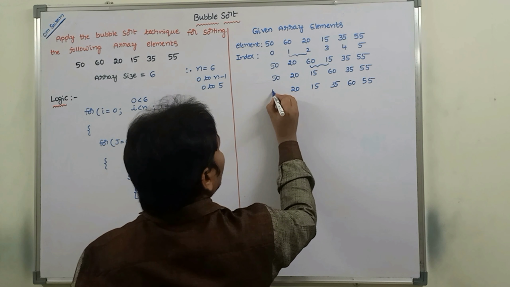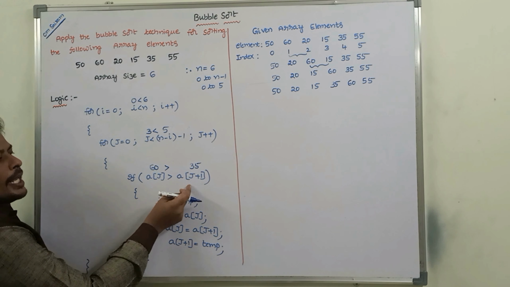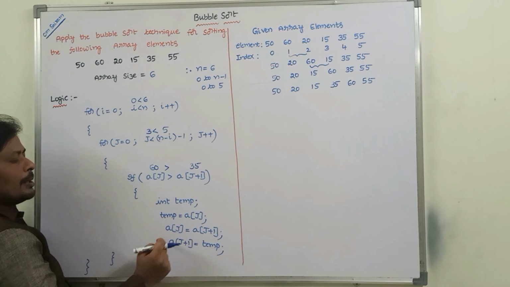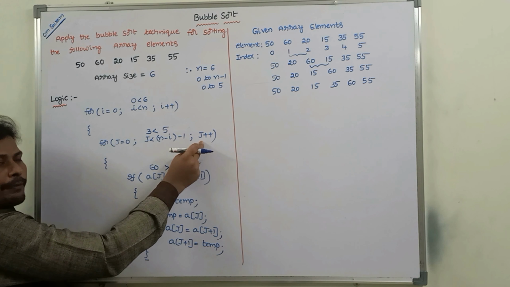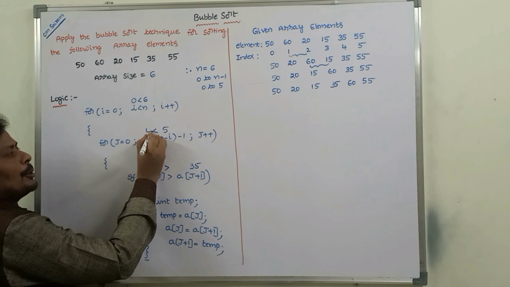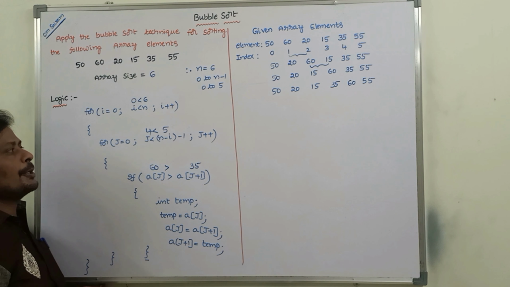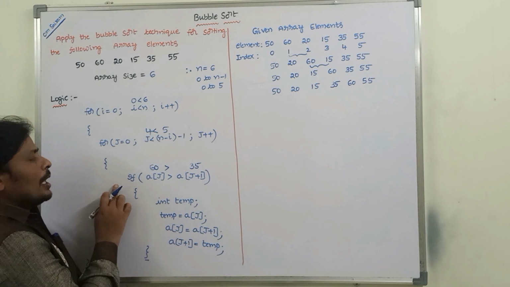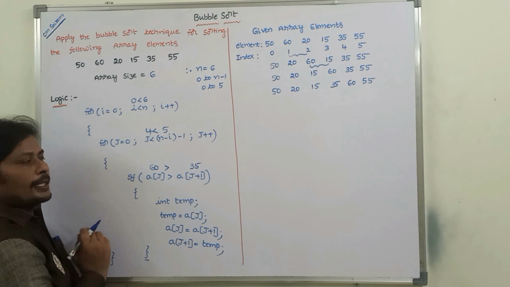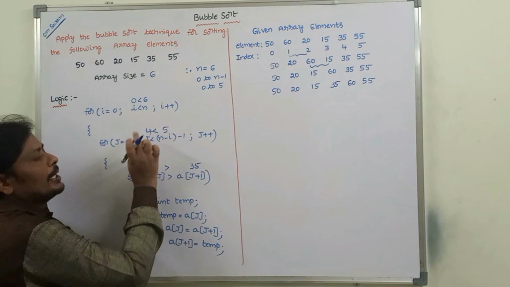20 and 50. Okay. Now, next j value is incremented. After executing this statement, the control goes to this for loop. Now j value is incremented. Now j value becomes 4. 4 less than 5. Condition true. The control goes to the body of the for loop. In that body of the for loop, if statement is there. If A of j, so now j value is 4.